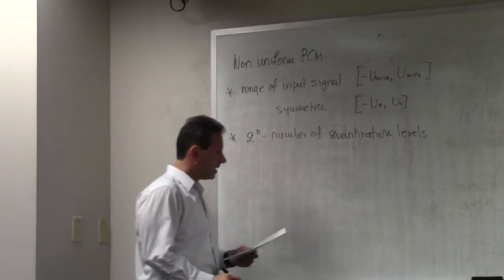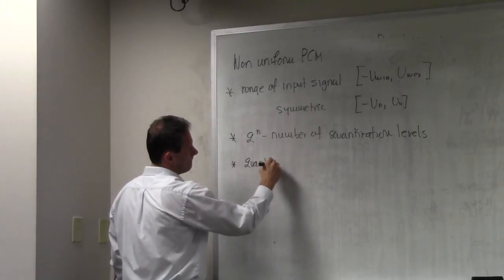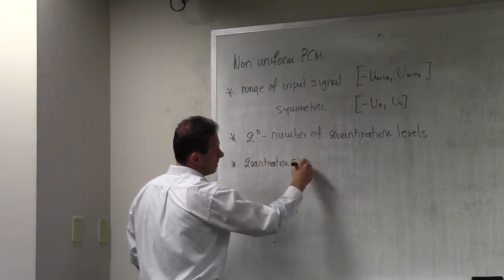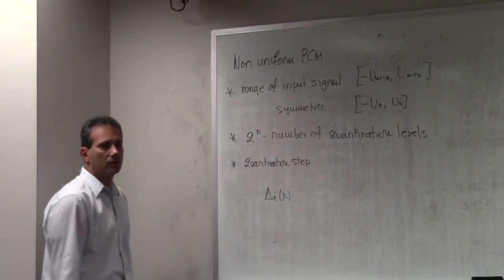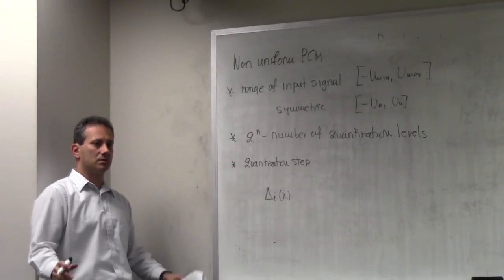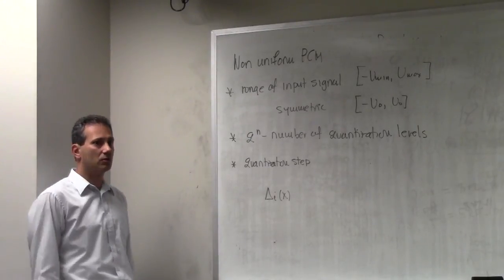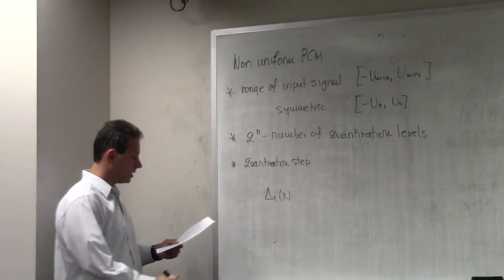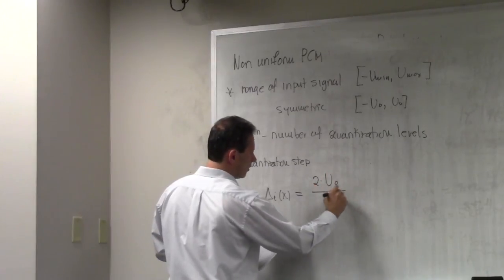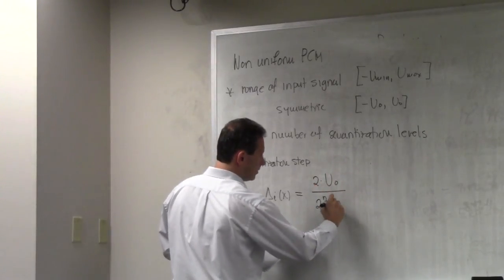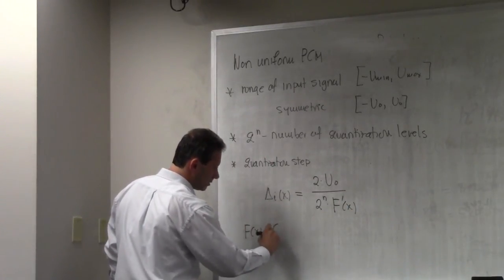But in this case, my quantization step delta i depends on the actual magnitude of your input signal, right? And typically the way we do it is, for smaller x the quantization step is smaller, and as x grows the quantization step becomes larger. But in general, it is given as approximately 2 times u0 over 2 to the n, times f prime of x, where f of x is the function of a compressor.